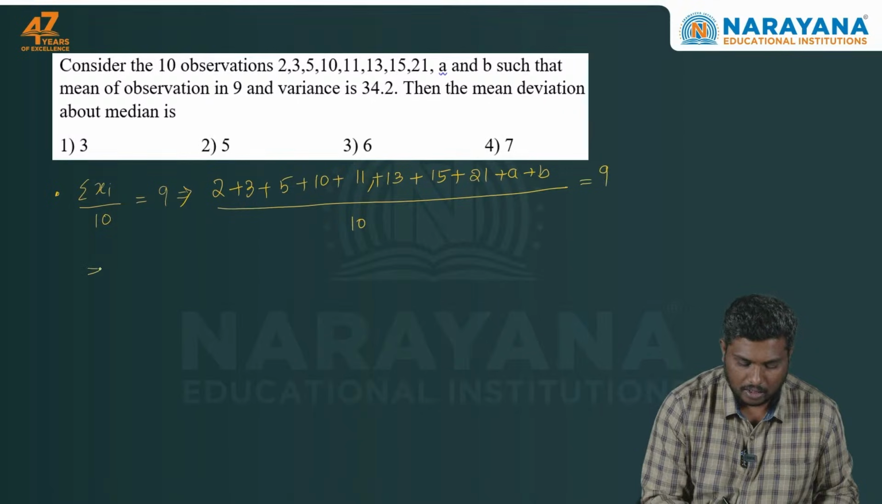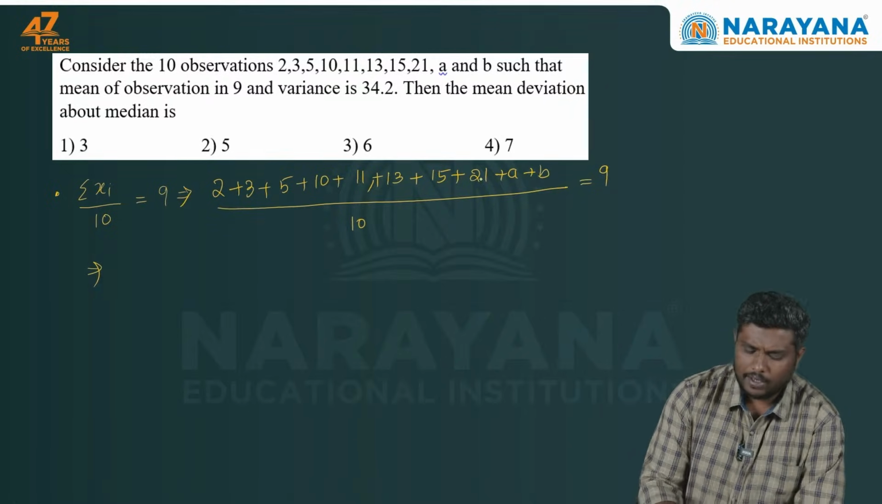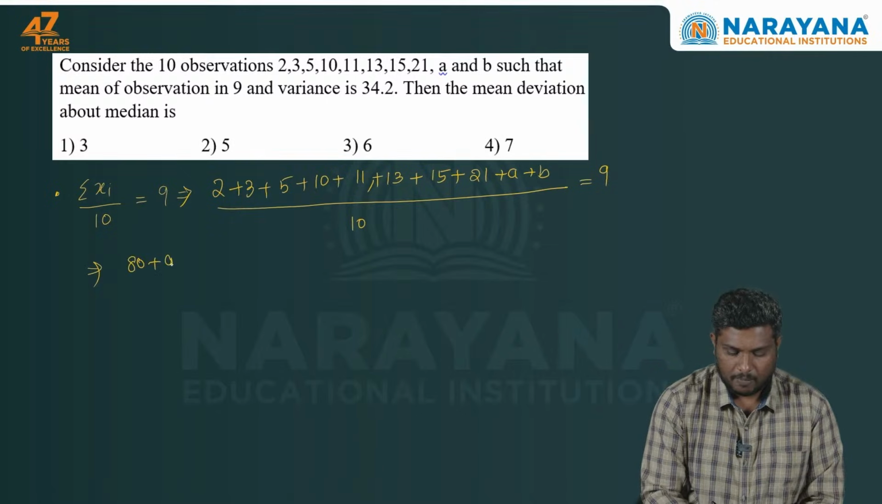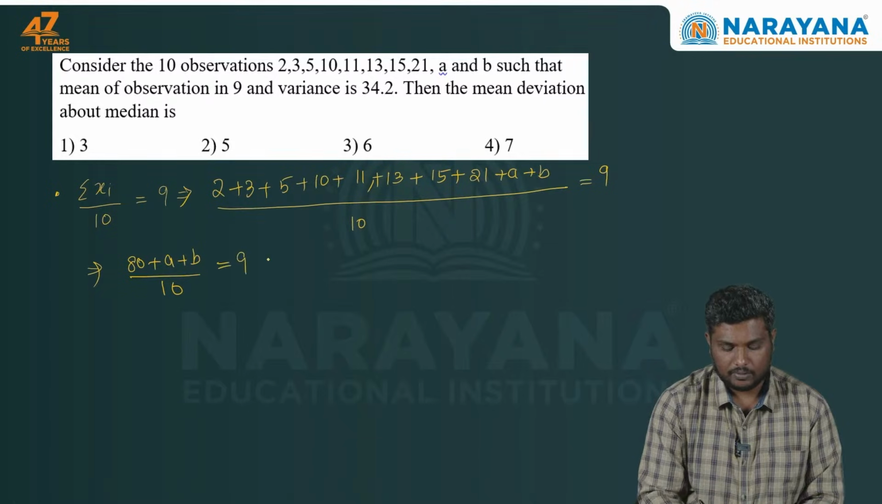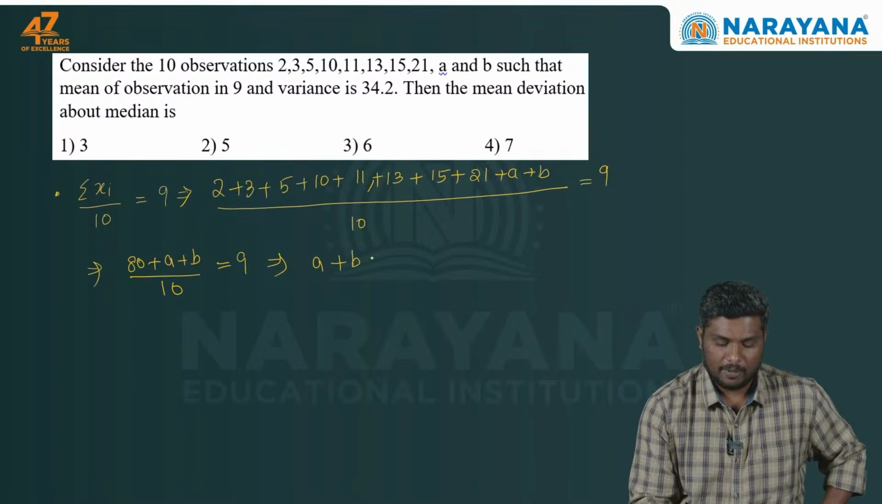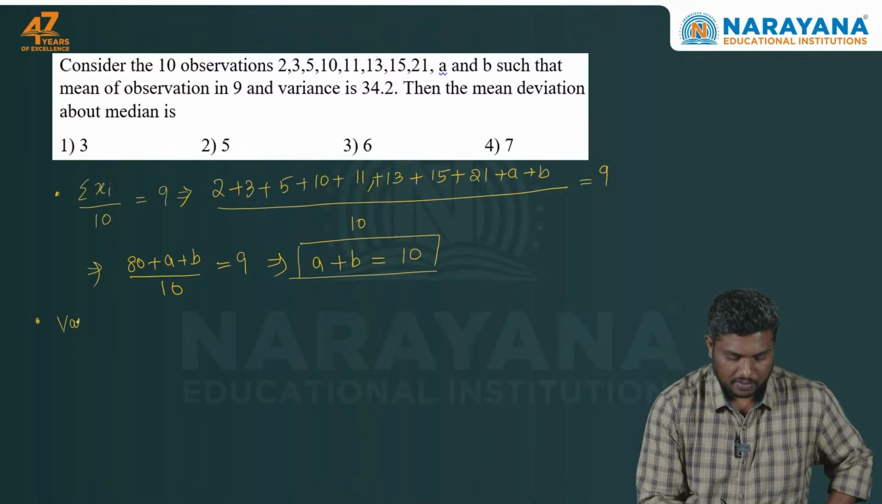So guys, now you can find out the sum. 2 plus 3, 5, 10, 20, 31, 44, 59. 59 plus 29 is 80. So 80 plus A plus B by 10 is equal to 9. So from this you can easily find the value of A plus B. What is A plus B? 10.